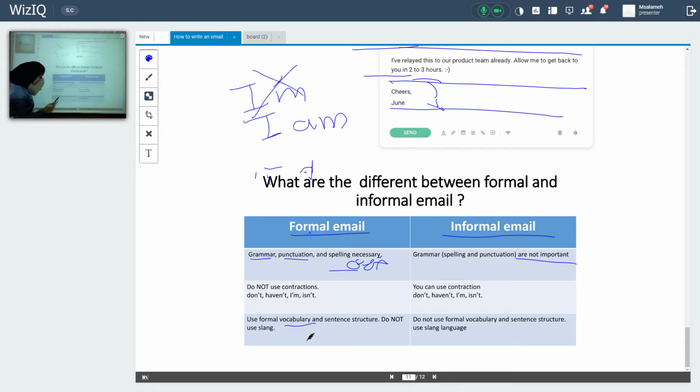Number three, use formal vocabulary and sentence structure. Do not use slang language. What is the meaning of slang language? That means اللغة العامية. You should use formal language, like my leader. Like my boss, that means it's slang language. In informal email, you don't have to use formal vocabulary and sentence structure. You can use slang language.